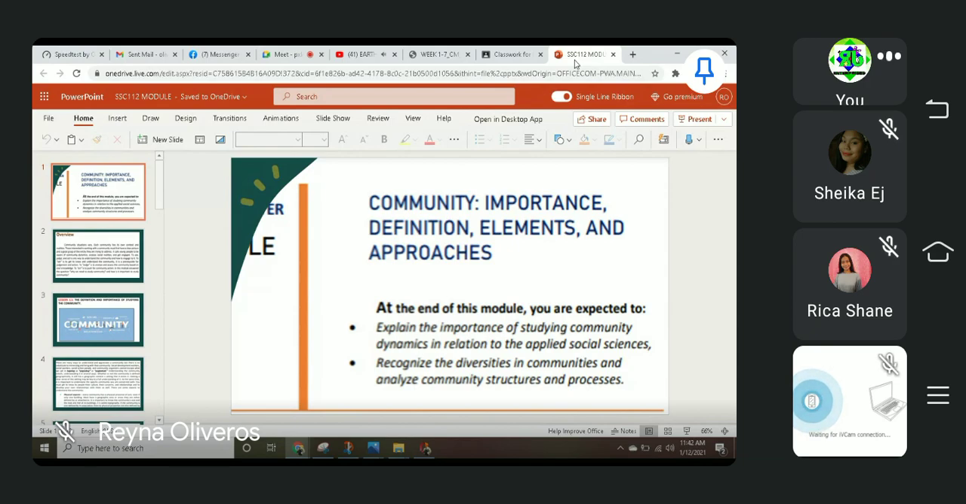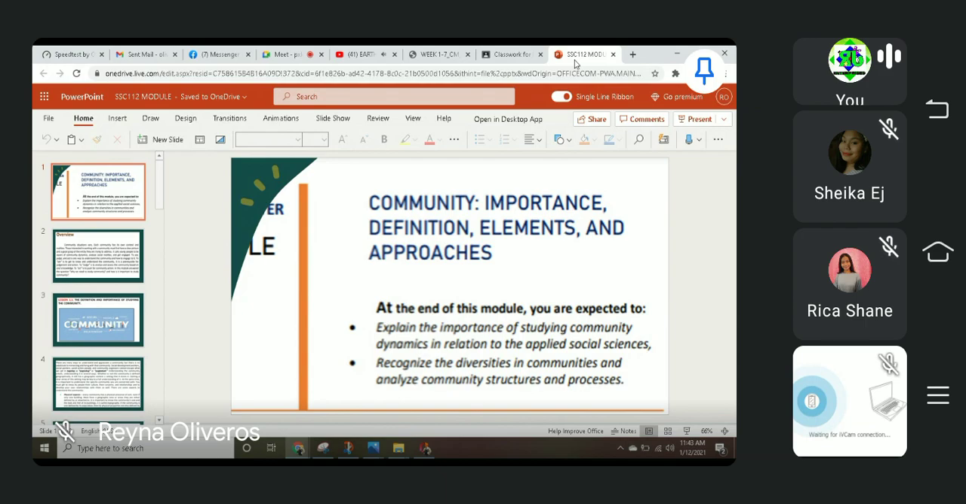Okay, so this will be our first topic sa ating module number 1 for the third quarter. It has a title of Community, Importance, Definition, Elements, and Approaches. Okay, so before we start with the discussion, let us first know the objective that we're going to have in the end of this module.